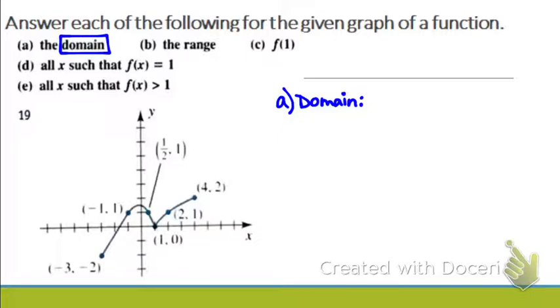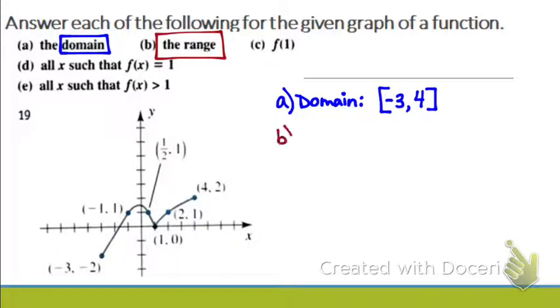What is the farthest to the left? This graph starts at -3, so right here. Square bracket for that because it has a filled-in dot. It's not an open circle here. Do I have to pick up my pencil before I get to the end? Nope. How far to the right do I go? 4. Square bracket or parenthesis? Square bracket. There's my domain.